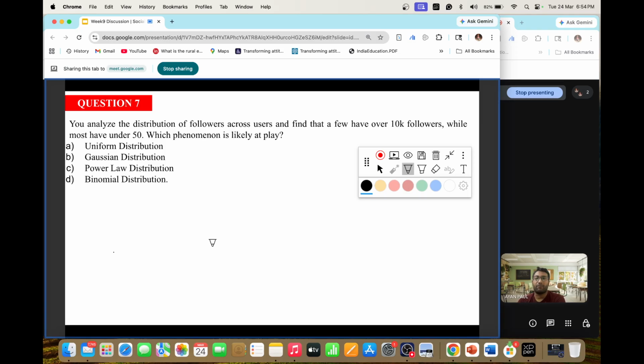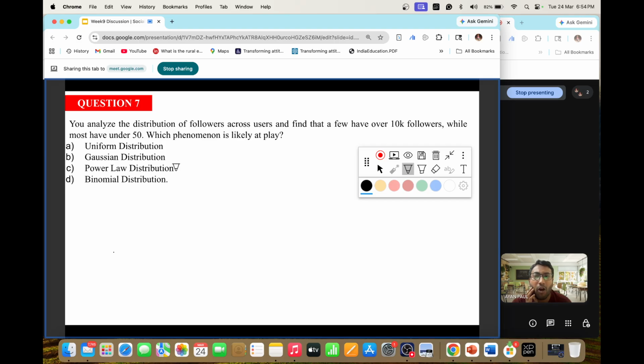Question number 7. You analyze the distribution of followers across users and find a few who have over 10k followers, okay, 10,000 followers, while most of them have under 50. Which phenomenon is likely at play? Uniform distribution, Gaussian distribution, power law distribution, or binomial distribution?